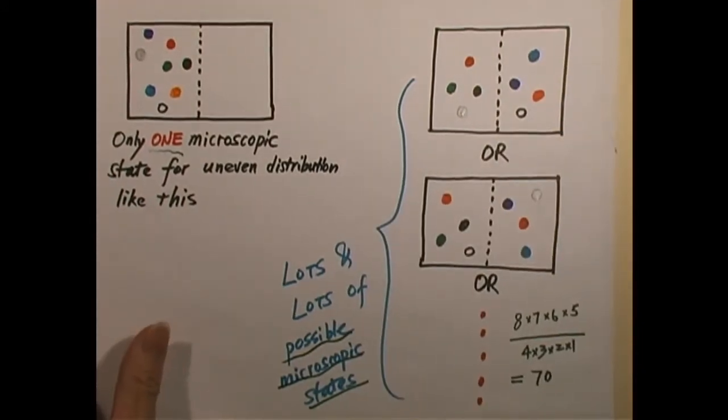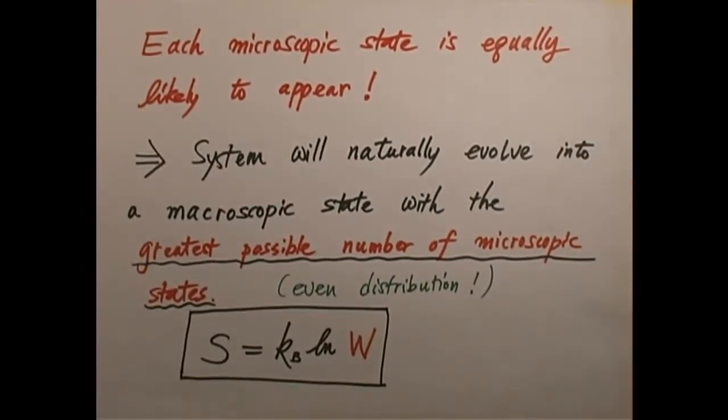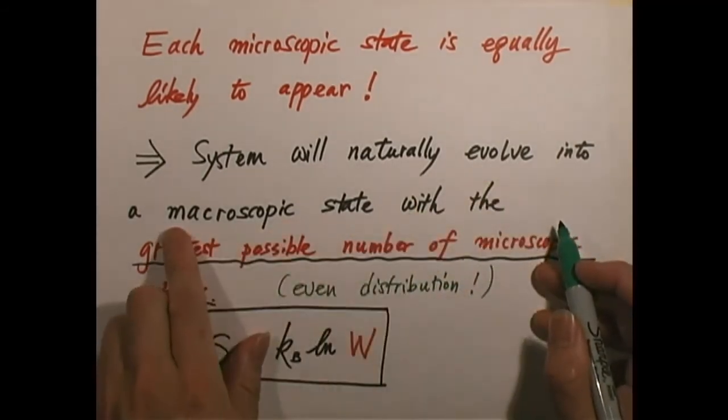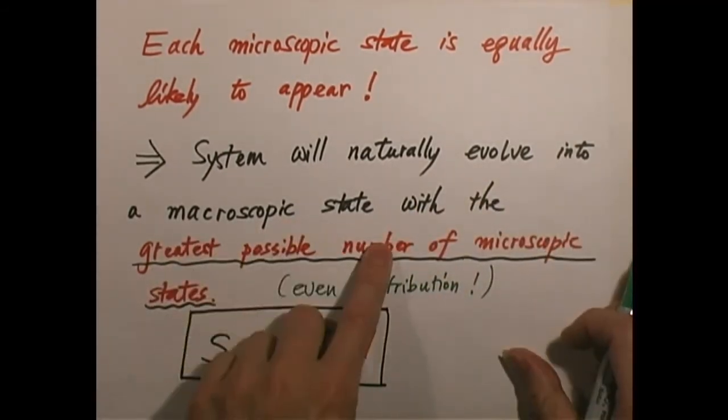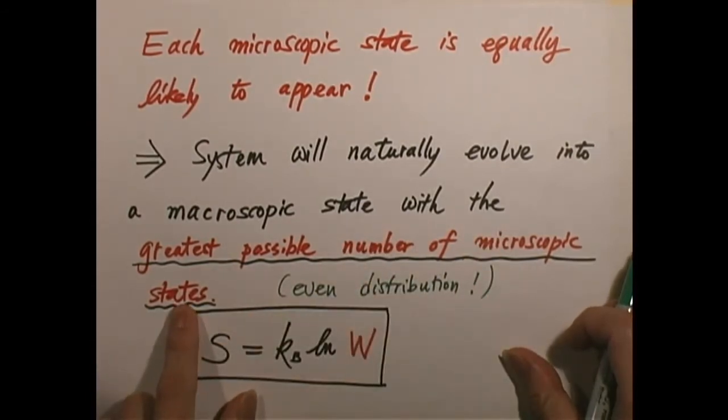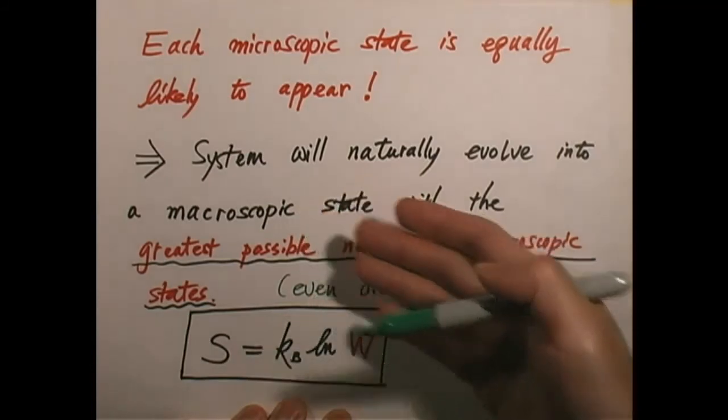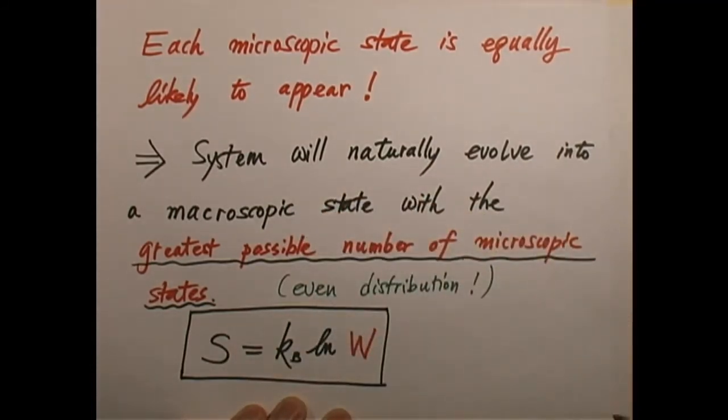Okay, this explains why entropy allows us to predict the direction in which a system will evolve. Because, again, each microscopic state is equally likely to appear, and therefore the system will naturally evolve into a macroscopic state with the greatest possible number of microscopic states. That's why you go from an uneven distribution to an even distribution, because the even distribution, even for 8 molecules, is 70 times more likely than the uneven one, because it contains 70 microscopic states.